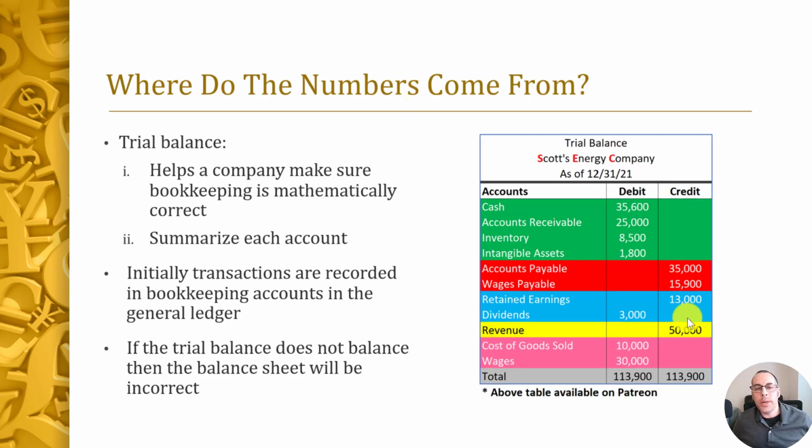On their 2021 income statement, they have revenue of $50,000, expenses of $40,000. So their net income would be $10,000. And remember, that $10,000 goes into retained earnings.